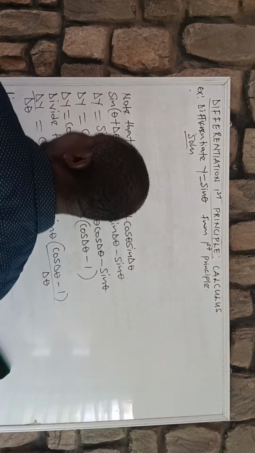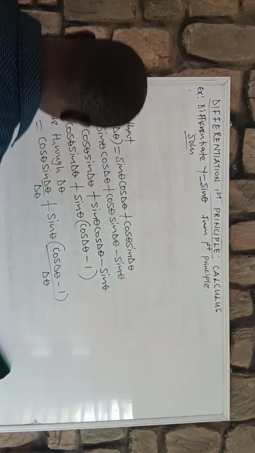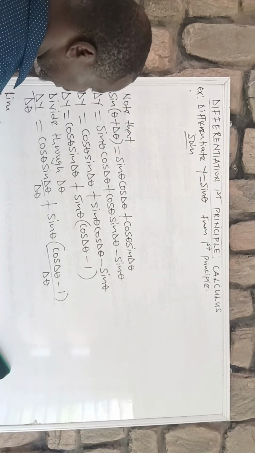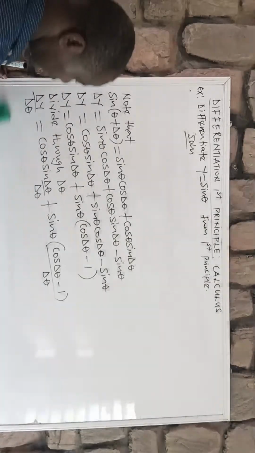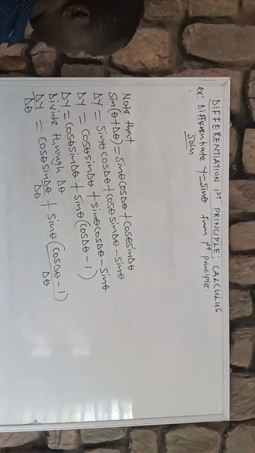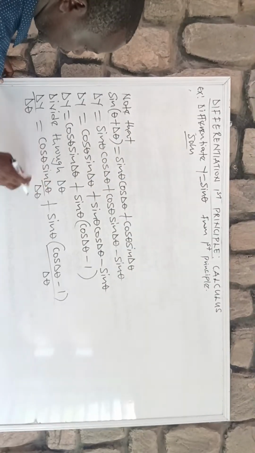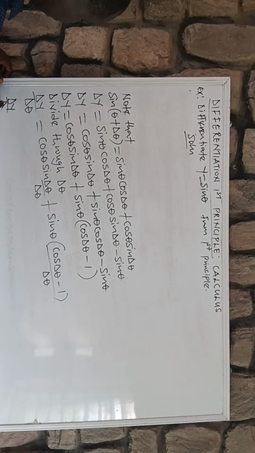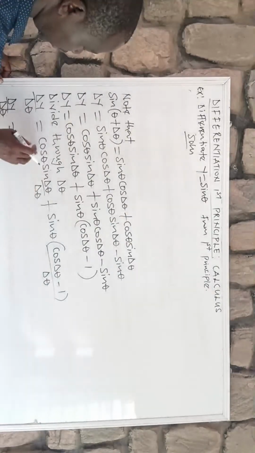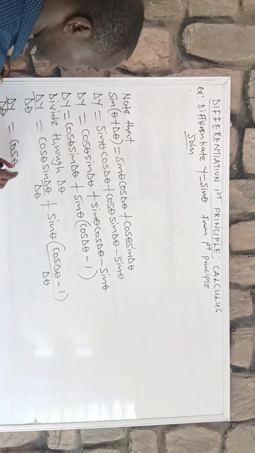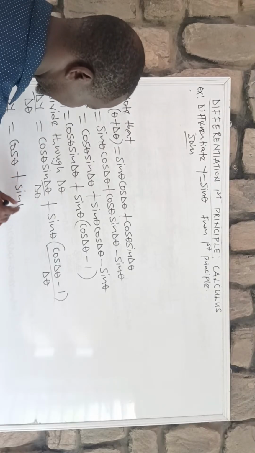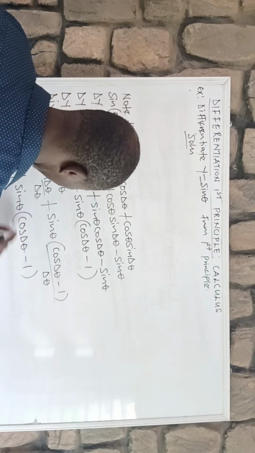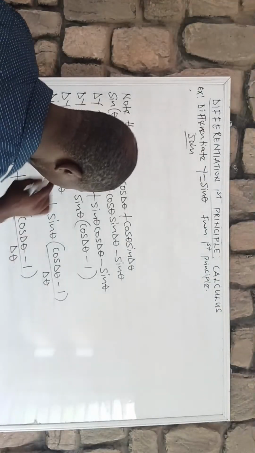Tends to 0. Anywhere we see this. Let us know that sine theta over theta is 1, right? So our dy over delta theta is equal to, this is 1 times cos theta, which is cos theta, plus sine theta, open bracket, cos delta theta minus 1, close bracket, all over delta theta, right?